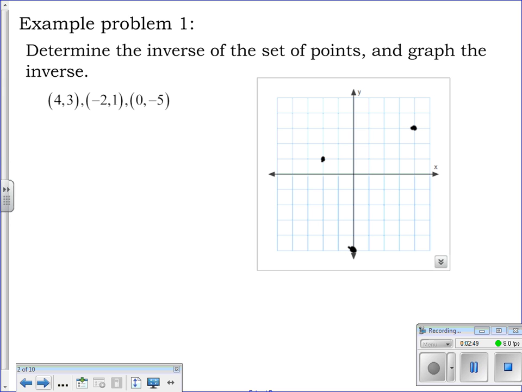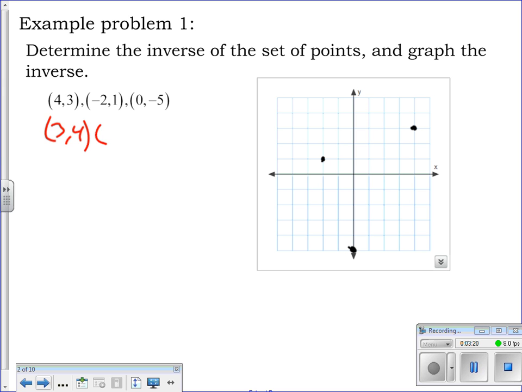Now, to find the inverse of the points, pay very close attention. This is extremely difficult. The inverse of the point 4, 3 is the point 3, 4. Did you catch that? Let me do you on the next one to make sure you understand.